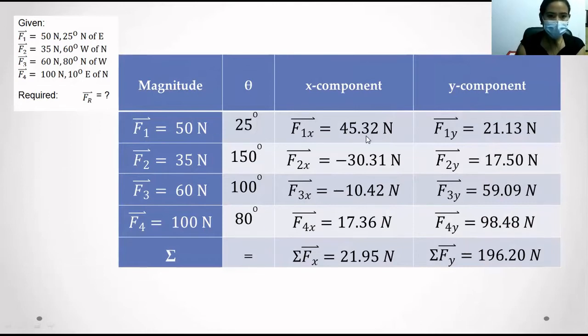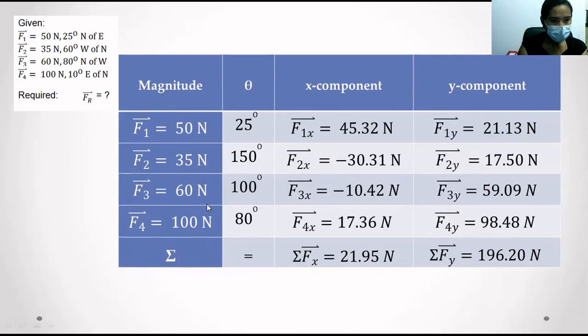Now we are ready to find our x components. So our x component would simply be F sub 1 of 15 newtons cosine of 25 degrees will give you F sub 1x equals 13.59 newtons. X component of 35 newtons cosine of 150 degrees, F sub 2x equals negative 30.31 newtons.